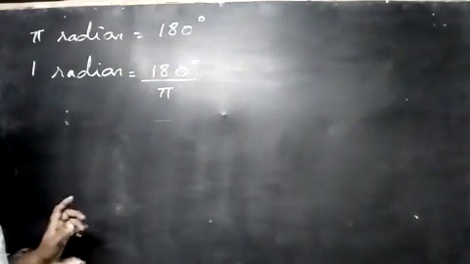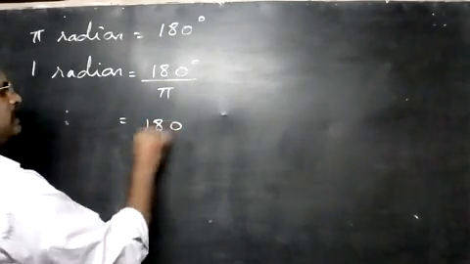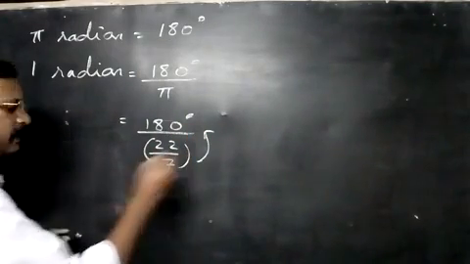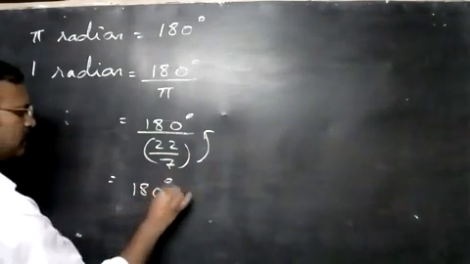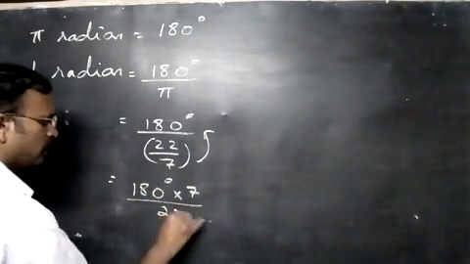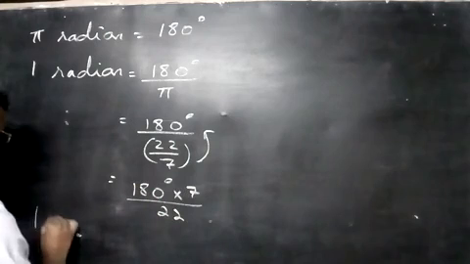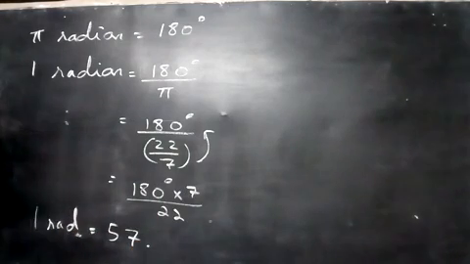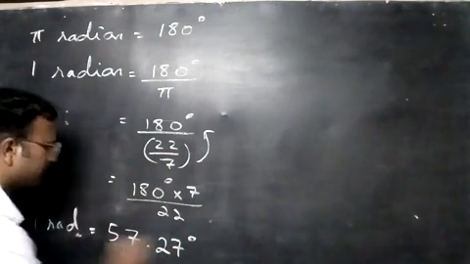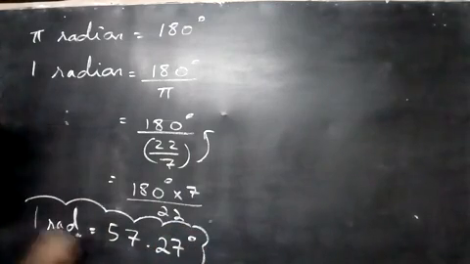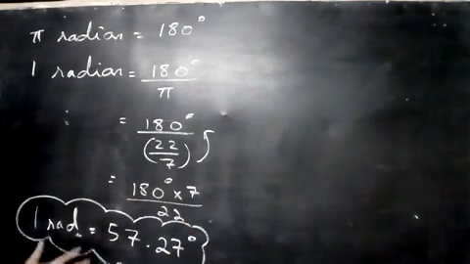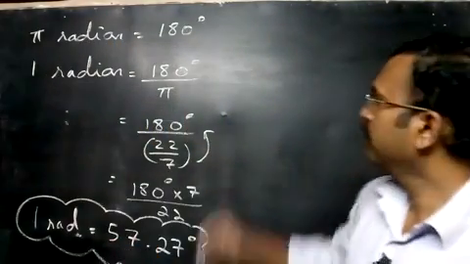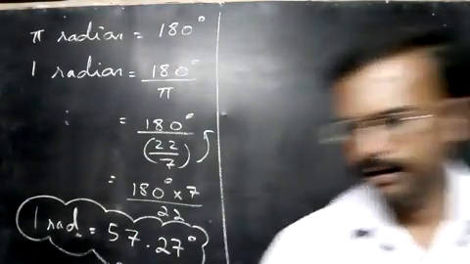The pi value we know is 22 by 7. Substitute there: 180 degrees divided by 22 by 7. The 7 goes up there, so what you get is 180 degrees into 7 by 22. When you do the calculation, we get 1 radian is equal to 57.27 degrees. This is the value you should use to convert degrees into radians or radians into degrees. Suppose they give 50 radians, you must multiply 50 by this number. Usually they give very small amounts only. Let me take another chalk here.